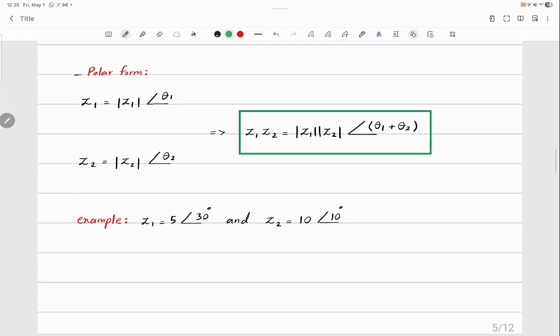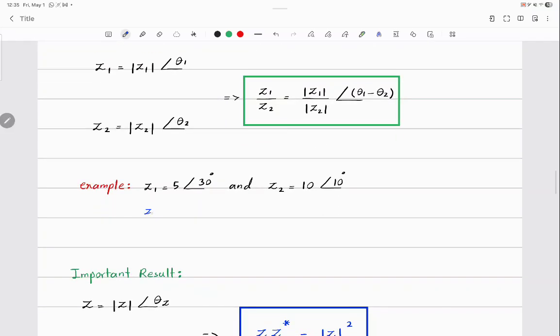I think I have an example here. So what is z1 times z2 here? z1 times z2 is equal to 5 times 10. Okay? How do you divide? Good.